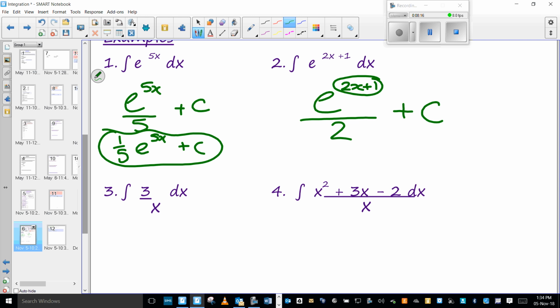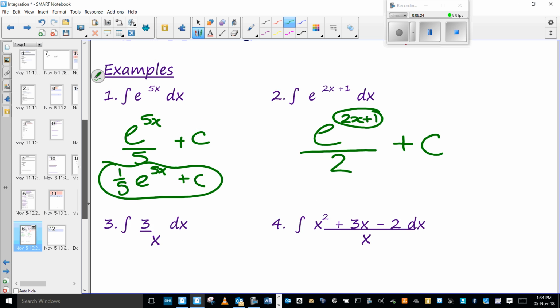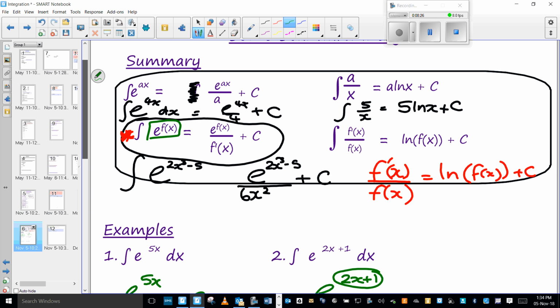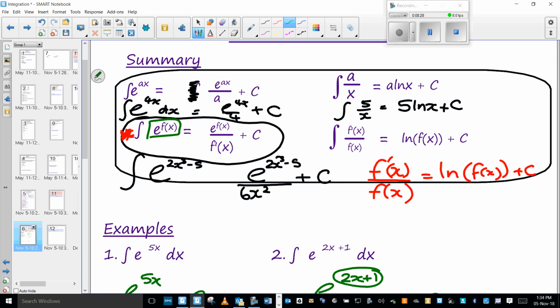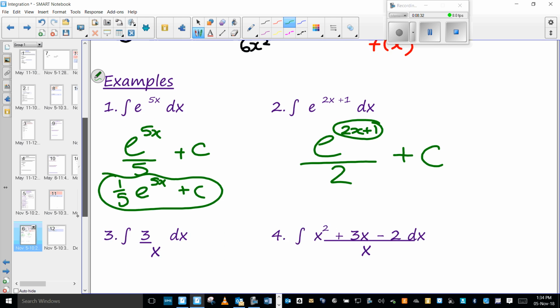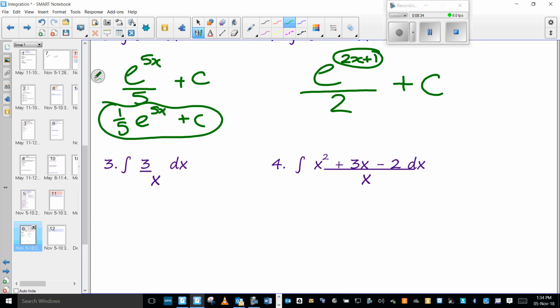So this is the integral of 3 over x. Okay, so there aren't any e's involved, so we're probably looking at the other side of the page for the example. So we've got 3 over x. So what will our integral be for this one, Sarah? Lovely job.